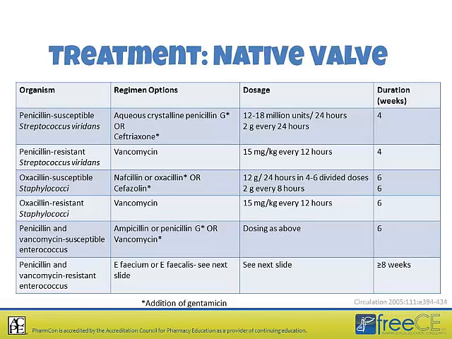And there are even more tables for Enterococcus, but I tried to keep it a little bit more simple, just talking about penicillin vancomycin susceptible versus penicillin vancomycin resistant. So when it's penicillin and vancomycin susceptible endocarditis, you have the option to do ampicillin or penicillin G or vancomycin. And you're going to want to use any of these regimens with gentamicin.